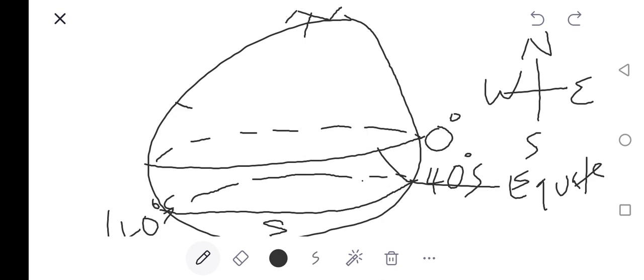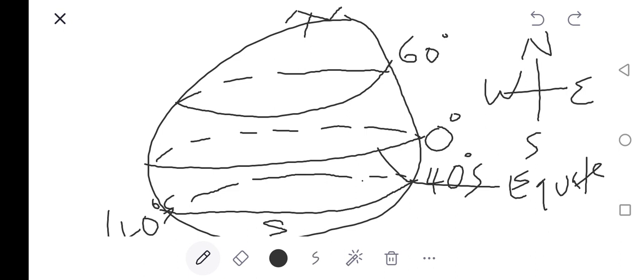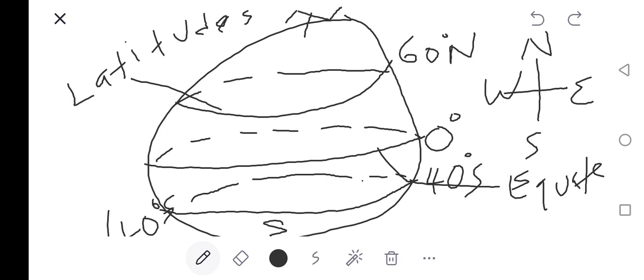There are other people who live in the north region here. So maybe here there is 60 degrees north. We are using north because they are on the upper part of the world. These lines above the equator and below the equator are called latitudes.